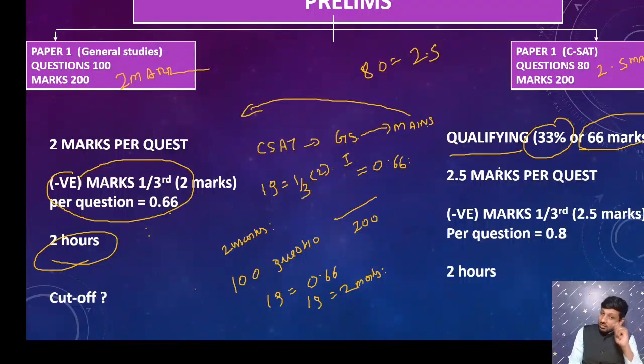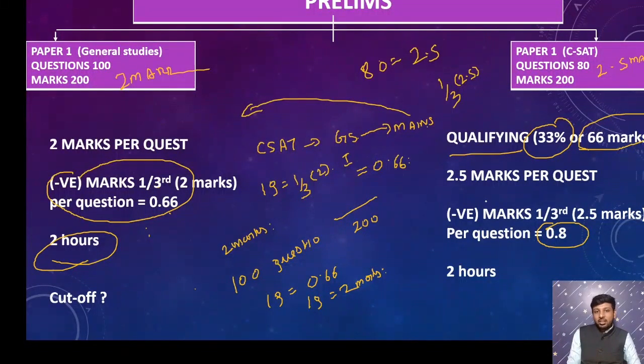And the same negative mark concept is applied here: 1/3 of the mark allotted to that question. In case of CSAT, 1/3 of 2.5, because 2.5 marks are allotted to each question. So it will come to around 0.8. Therefore, the negative mark for general studies is 0.6, and the negative mark for CSAT is 0.8.